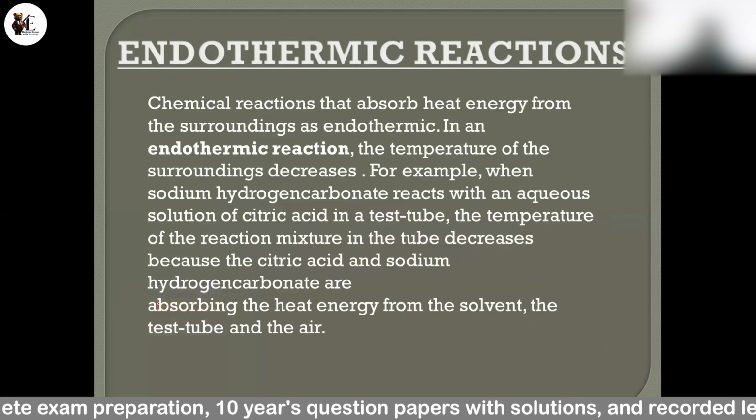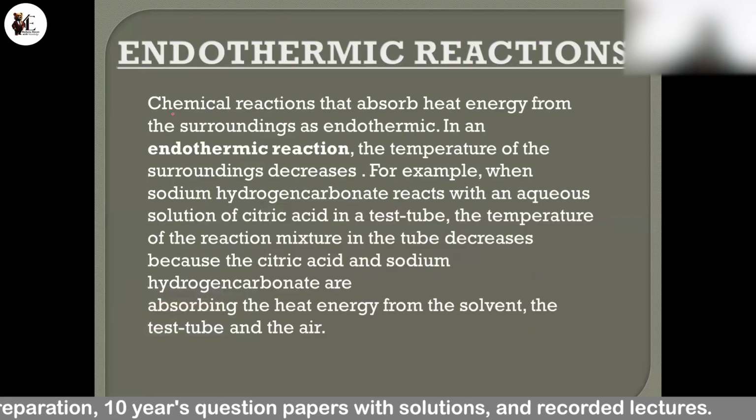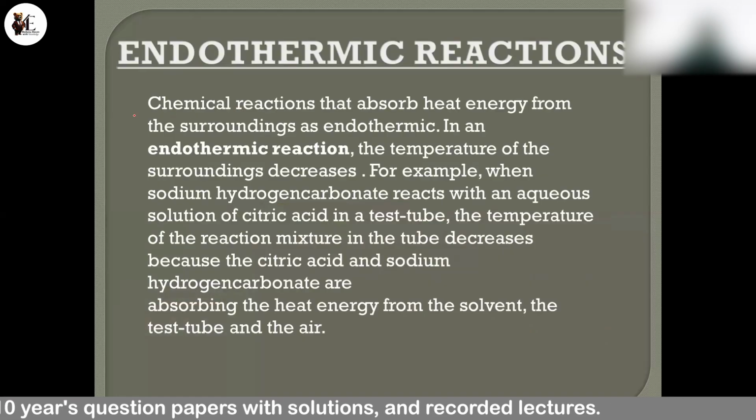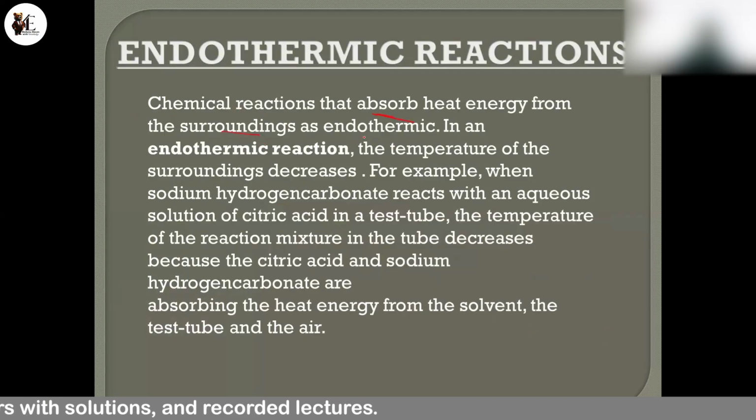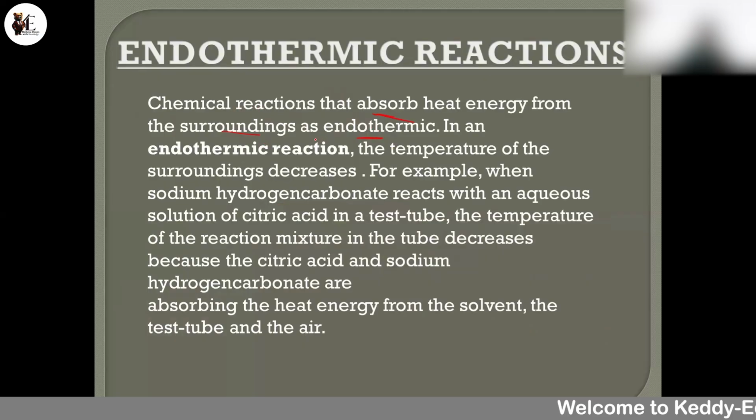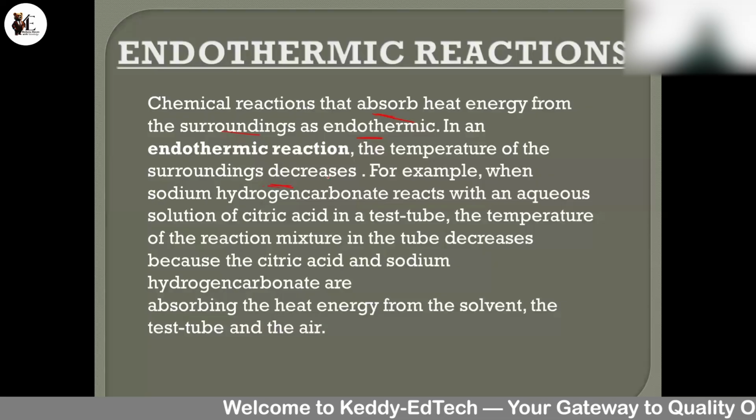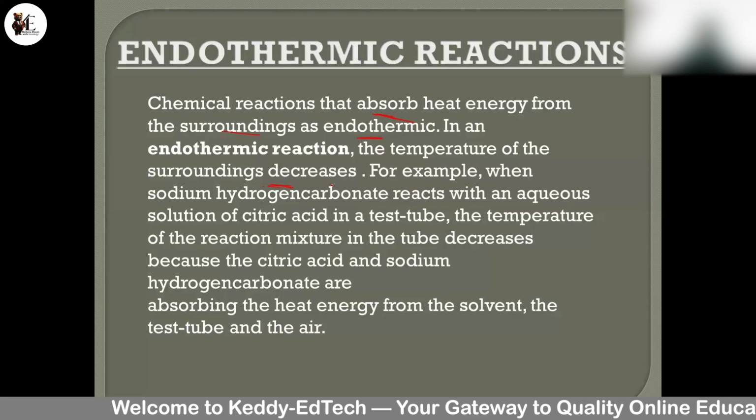The next reaction is your endothermic reaction. Endo means in. That means heat energy is coming inside. So the chemical reactions which absorb heat energy from the surroundings are known as endothermic reactions. In exothermic reactions, they are releasing heat energy to the surrounding. In endothermic reactions, they are absorbing heat energy from the surrounding. So the temperature of the surrounding will decrease because the system is absorbing the heat energy from the surrounding.